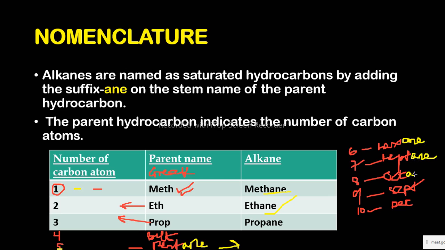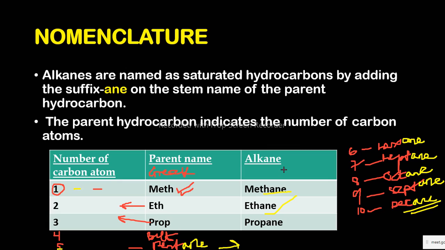So basically it is as simple as that. There is nothing hard here. Just add the suffix ane, and you get the name of the organic compound. Is that okay? Is that fair to everyone?